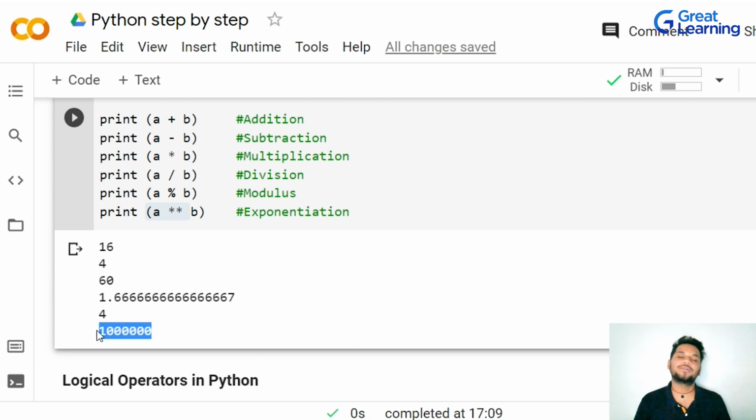And what is 10 to the power 6, right? How many zeros are there? 1, 2, 3, 4, 5, 6. 10 to the power 6 is 1 followed by 6 zeros. That's exactly what you see right now. That's 10 lakhs, right? Perfect.